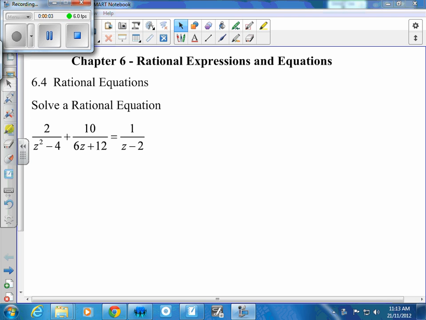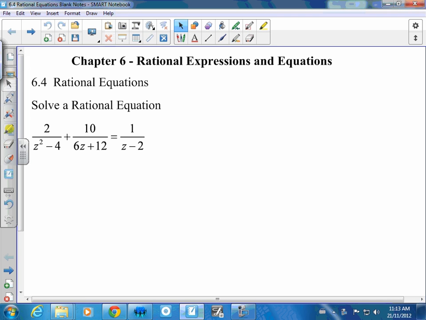Okay, the last part of this chapter, we're going to take the rational, right? And so far they've been just expressions, right? There's been no equal sign. Now, what do we got? Equal sign. So we can now actually solve for the letters. In this case, we're going to solve for Z, right?